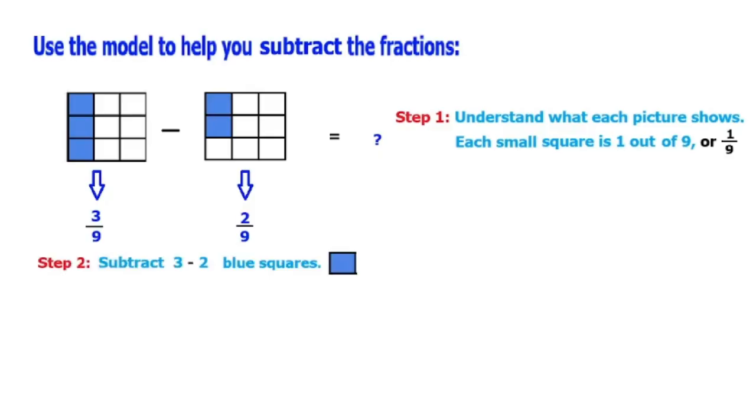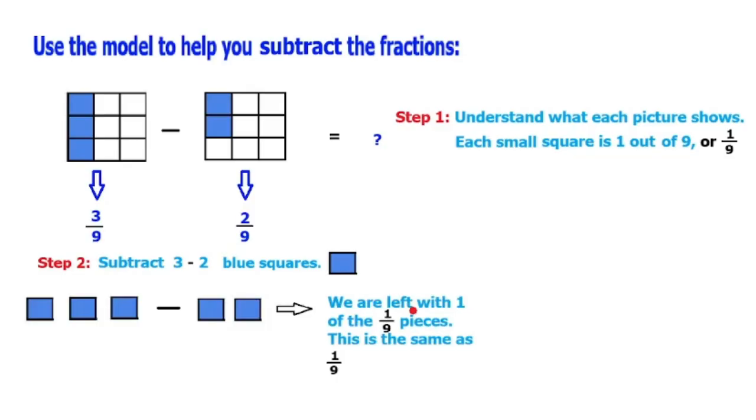So now we subtract 3 minus 2 blue squares, right? Just think of it as subtracting squares. So if we have 3 squares here and then 2 squares on this side, we are left with one square, one of the 1/9 pieces. So this is the same as having 1/9 left.